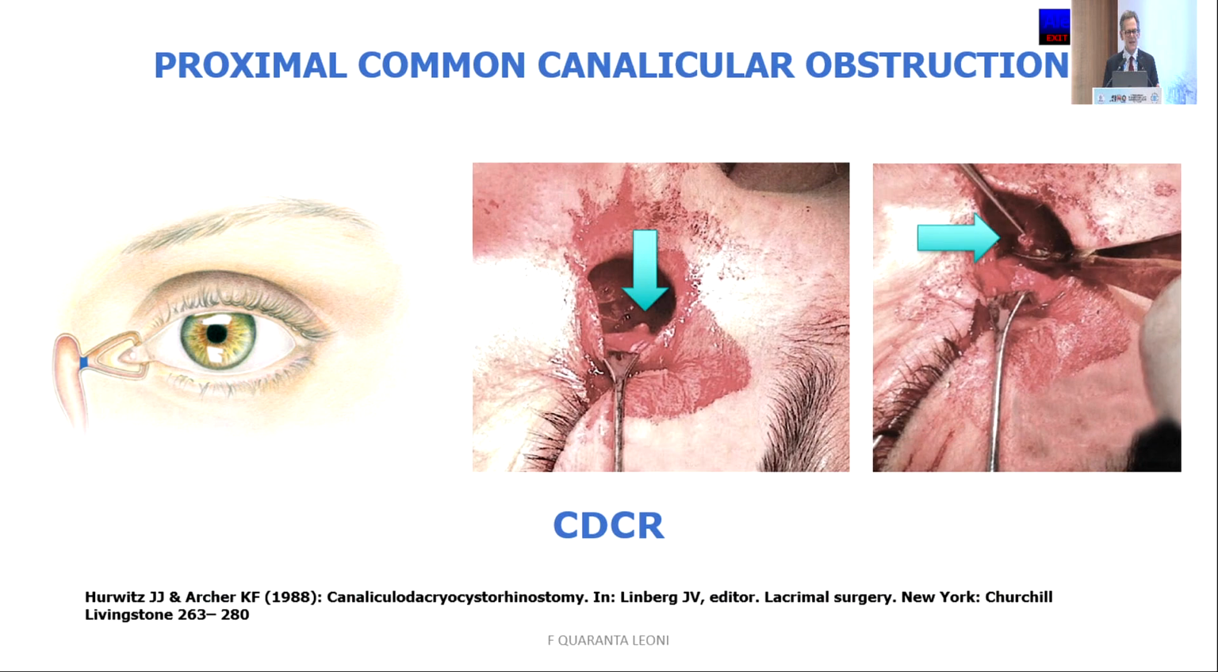CDCR, which was described by Hurwitz in the 80s, is still effective. It's not a very easy procedure. You have to identify the end of both canaliculi, and then you have to fashion an anastomosis between the end of the canaliculi and the very big nasal anterior flap. Still effective in about 70 to 75% of patients.